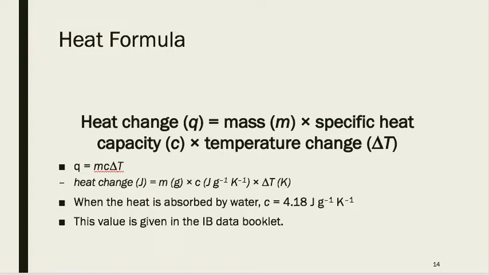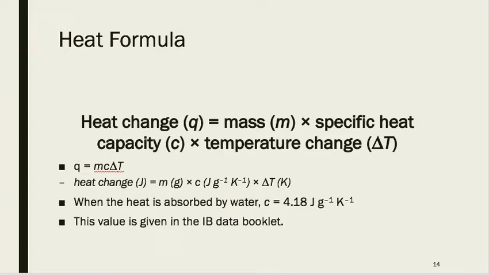So there is an equation that I want you to become very, very familiar with, and this is the heat change, which is given by the symbol Q, equals the mass, M, times the specific heat capacity, C, times the temperature change, delta T. So we could see Q equals MC delta T. One way I like to remember this is Q equals MCAT. Okay, Q equals MC delta T.